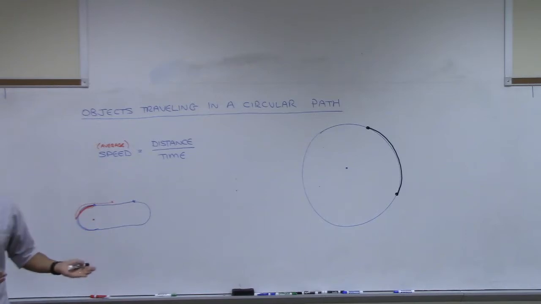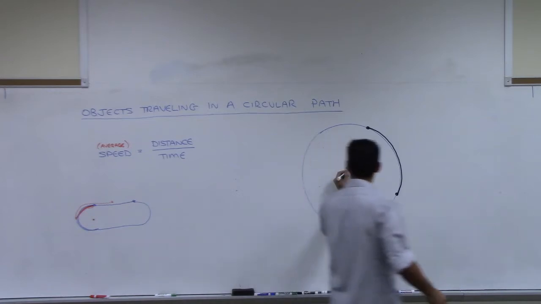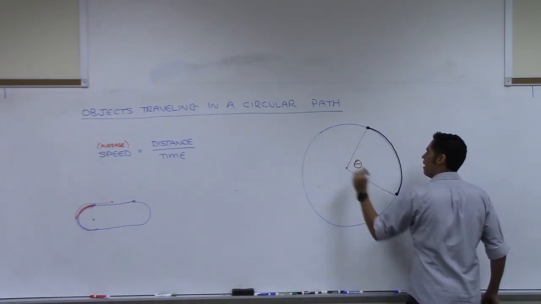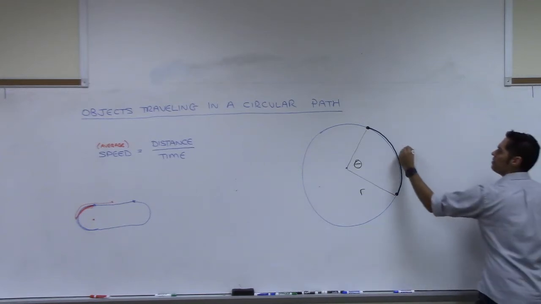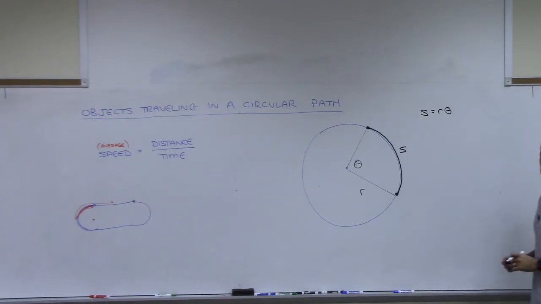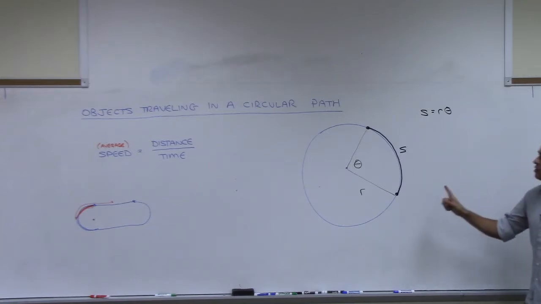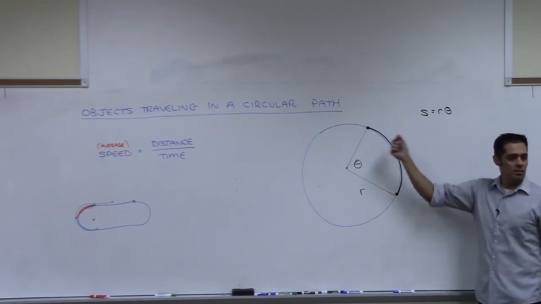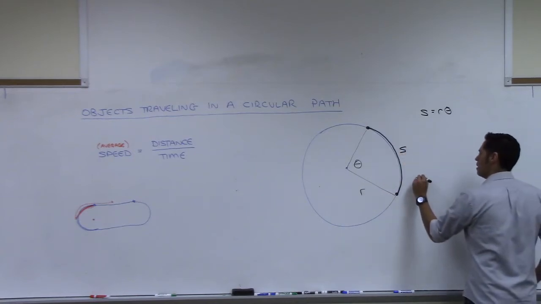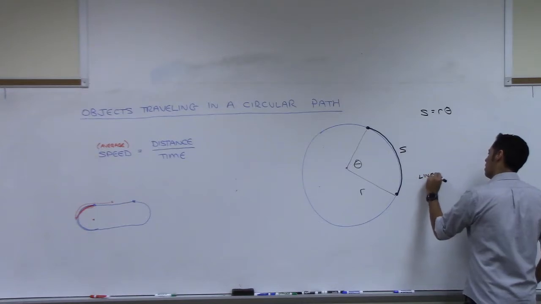Well, we have a formula for that length, don't we? The formula for that length requires that we have the radius and this angle, right? We know that this piece right here is r theta. Theta has to be in radians. So what would the linear speed of an object traveling around a circular path be? We call it linear speed, even though it's not a line.